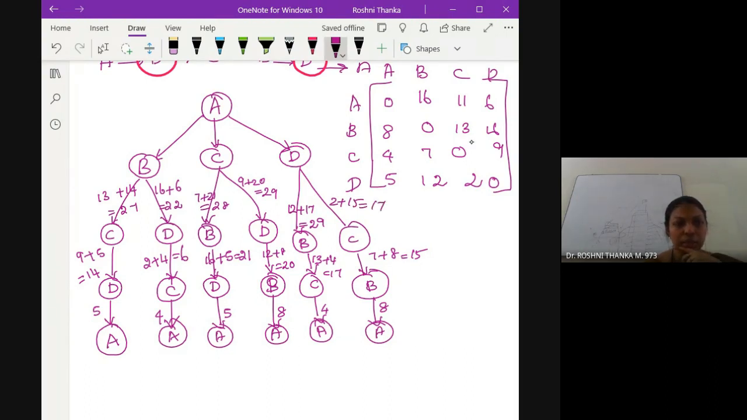Okay, so now we found the cost of moving from B to A and B to E. Now we have to find which path is the better one. First, I can say the cost of moving from A to B is 16. Now we have two things: either I have to choose this path or I have to choose this path. So among these two paths, which will you choose? The minimum one.